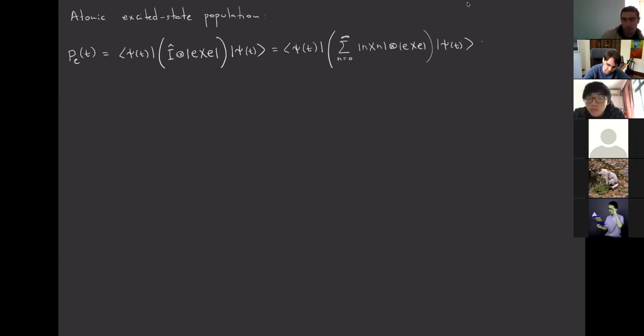Okay, and this is simply equal to the sum from 0 to infinity of the projections of all the states in which the atom is in the excited state, the projections of the evolved state squared. So let me maybe give you a bit more space.